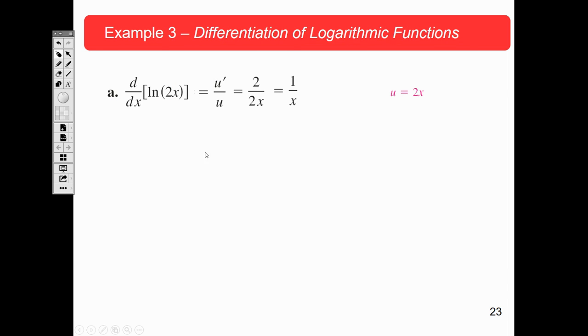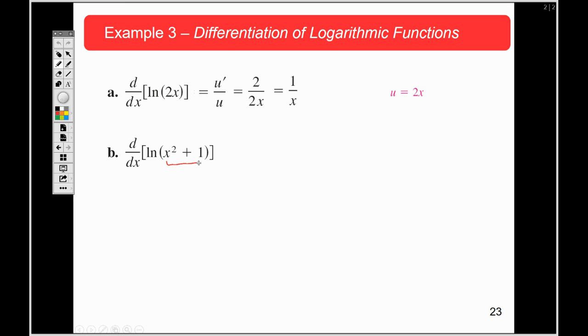For our first one, we could see the natural log of 2x. Here's our u. U is 2x. U prime is just 2. So we have 2 over 2x. Those 2's cancel, 1 over x. For the next one, here is my u. So if we're going to do u prime over u, I have 2x, the derivative of the inside part, over just the inside part. That's the derivative.